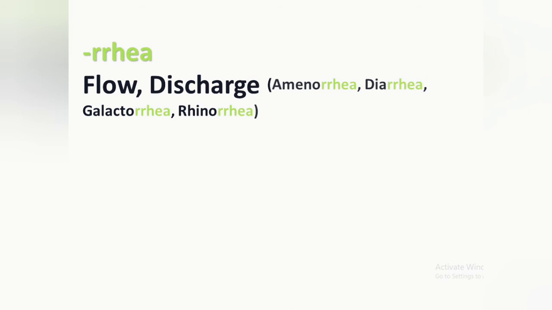And the next medical term is diarrhea. If there is excess flow of feces or stool, watery stool, then the condition is known as diarrhea. Another is galactorrhea. Excess secretion of milk through the mammary gland is known as galactorrhea. Next one is rhinorrhea, which means running nose. Having more mucus secretion through our nose is known as rhinorrhea.